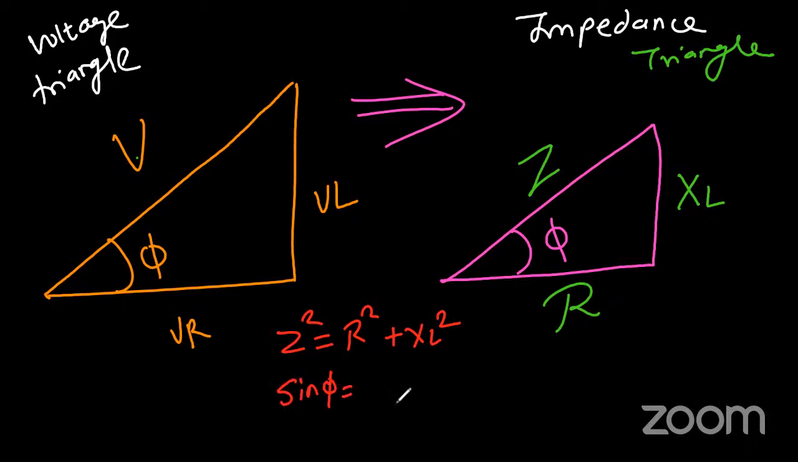So what is the sin phi here? What is the cos phi here? And what is the tan phi? Just use your chat box and give the answer. Sin phi, cos phi, and tan phi. तीनों का मुझे आंसर चाहिए for the impedance triangle. ठीक, किसको आता आंसर? Let's see. What is the value of sin phi, cos phi, and tan phi?